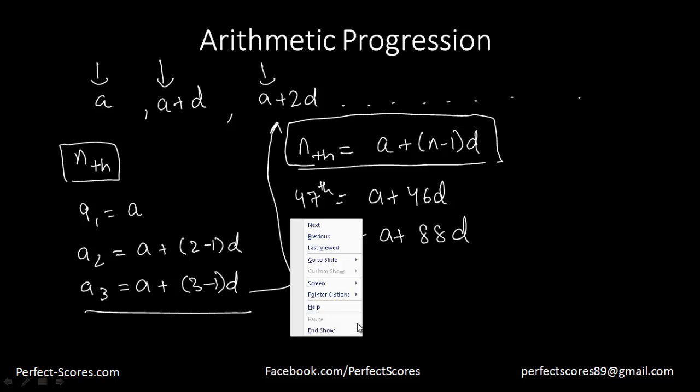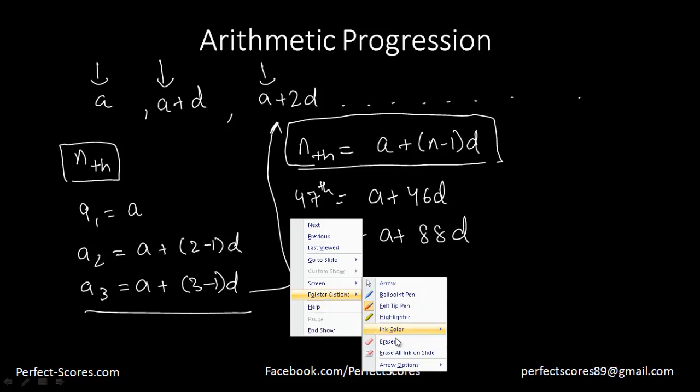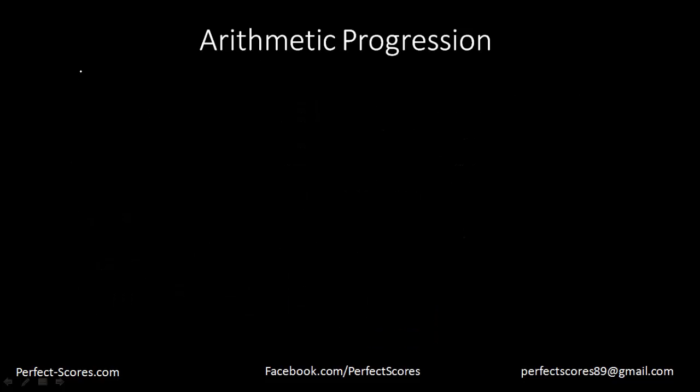Let's explore more on this part. So now we have our arithmetic progression as a, a plus d, a plus 2d, and all the way till a plus (n minus 1) into d. So what I'm going to do is a little bit of back solving here.